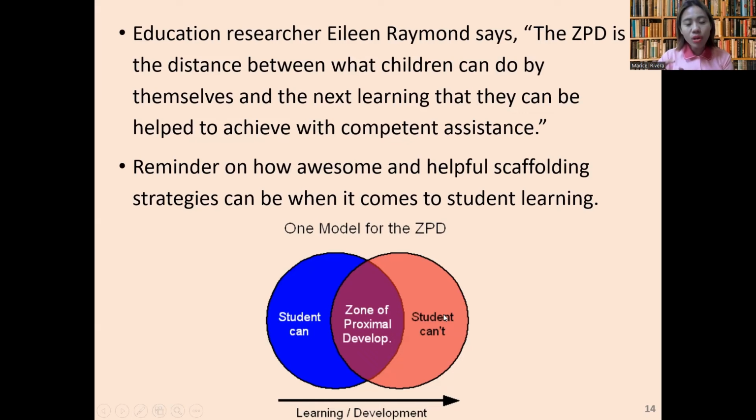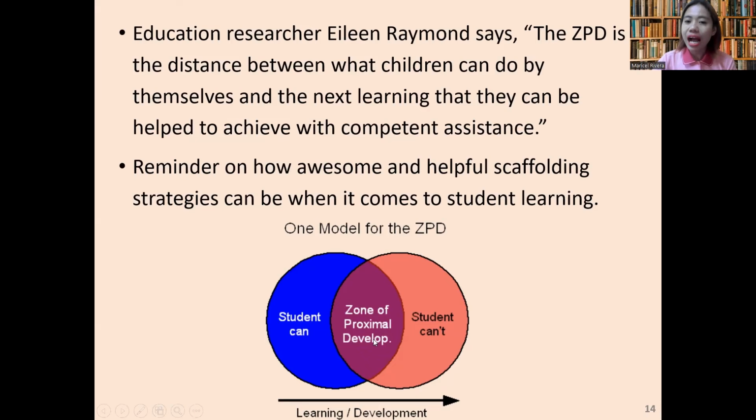And in between what the student can do and what the student cannot do, it's where you are going to fill in, you're going to model. That is the zone of proximal development. So here, in this area, the one in the pink and the one in the middle of this Venn diagram, this is the commonality, and this is where the student would develop.